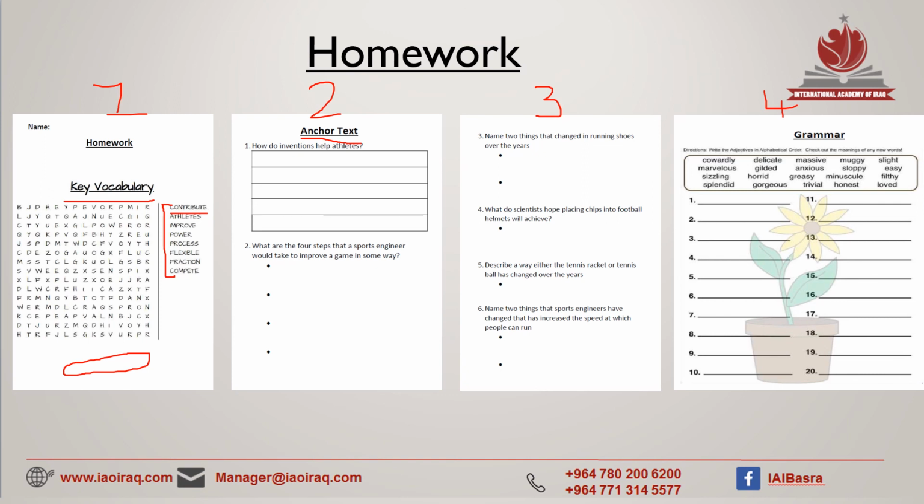Directions: write the adjectives in alphabetical order. Check out the meaning of any new words. Now, alphabetical order, guys, if you remember, is, for example, A, B, C, D, E, F. So look for the word beginning with A, put it on number 1, then B. If there are 2 of the same letter, you look for the second. So for instance, massive and muggy, massive would come first because A comes before U.